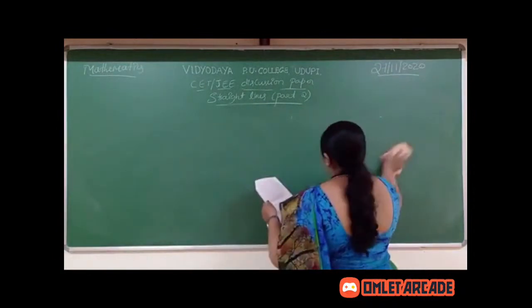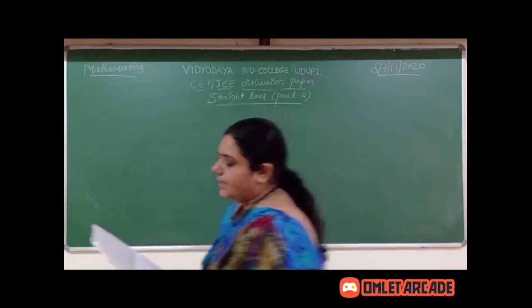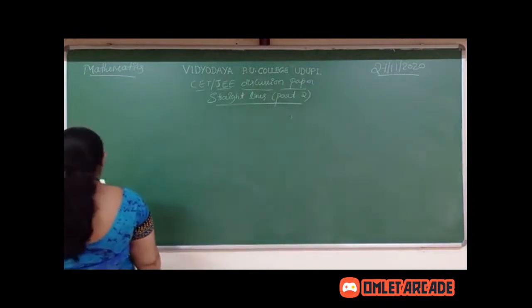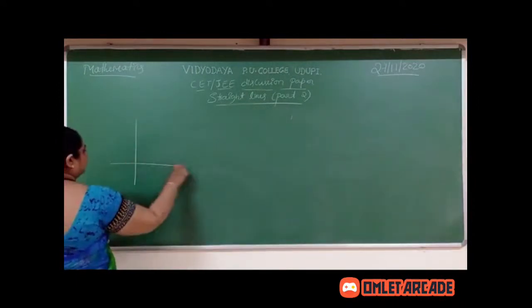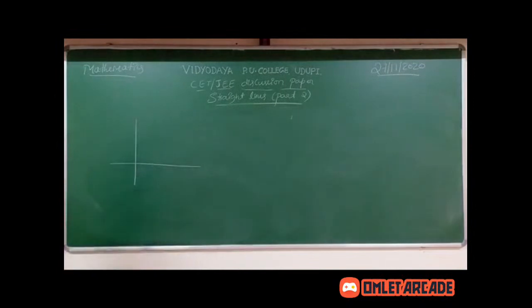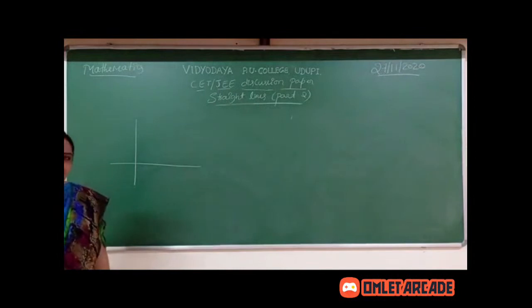Next, 9th one. The equation of straight line which is equally inclined to the axis. Let me take a rough picture, okay? They are saying we have to find the equation of a straight line which is equally inclined to the axis. You know what is the meaning of inclination of a line?